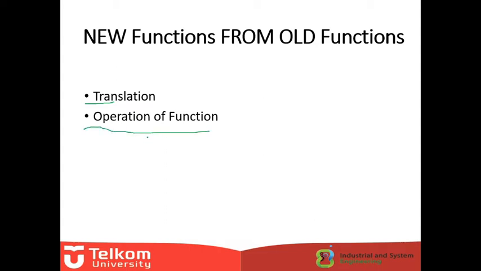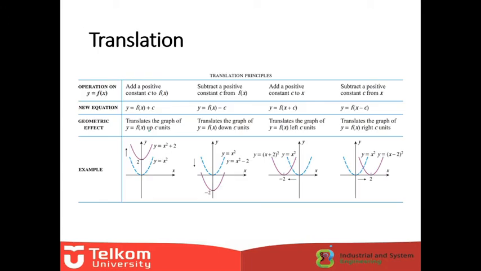The first one is regarding the translation. What is the meaning of translation? Translation means that you can move the graph from the reference graph. From the reference graph, you can move up, move down, move to the left, move to the right. What is the meaning of the moving?